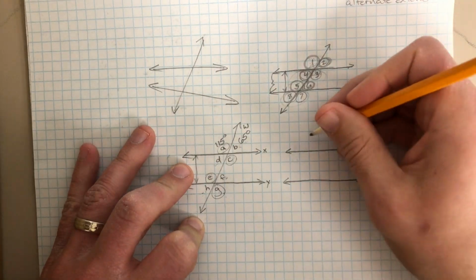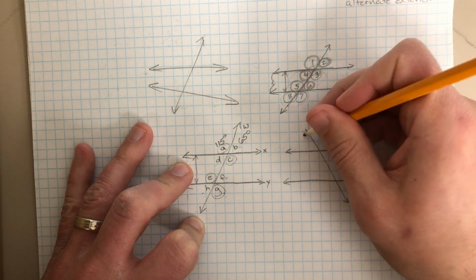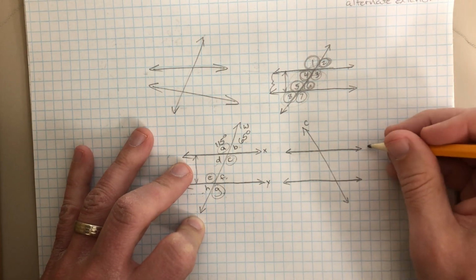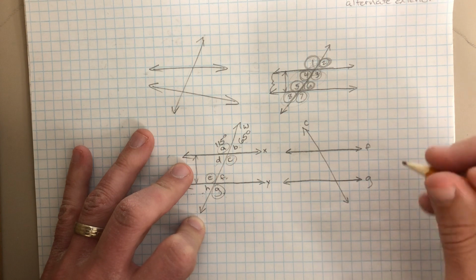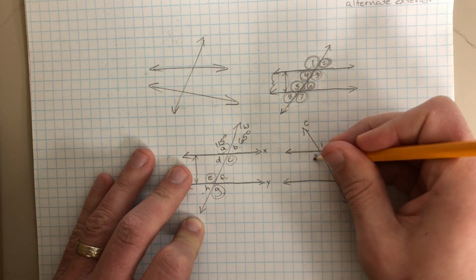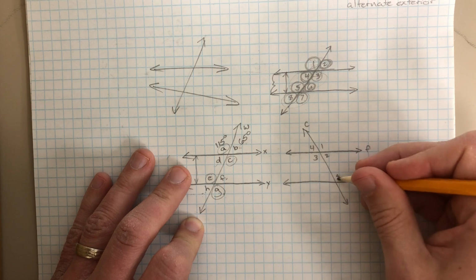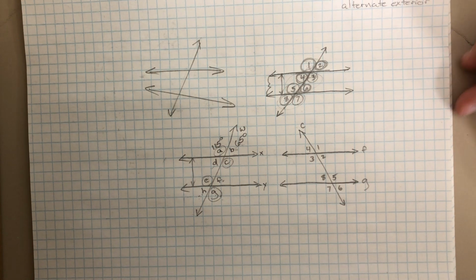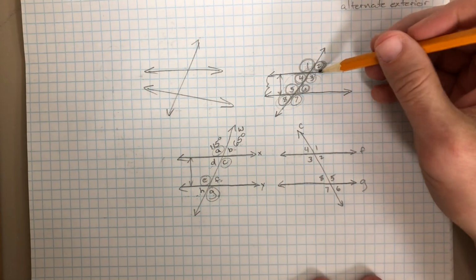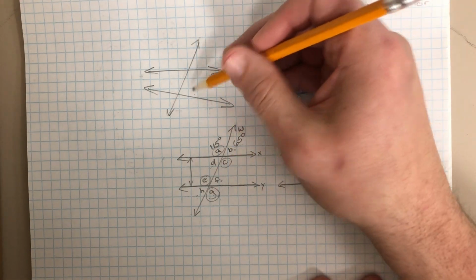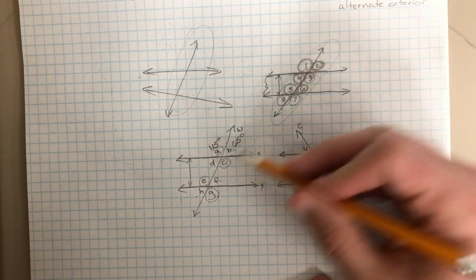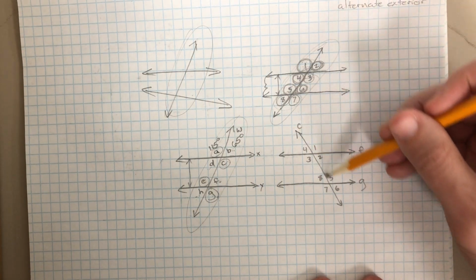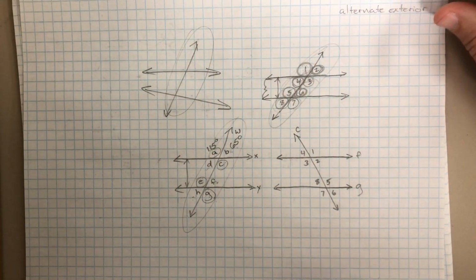Draw our parallel lines, and then we've got transversal C coming through here. So we have F and G, and then 1, 2, 3, 4, 5, 6, 7, and 8. Letter A says, which line in the figure at right is a transversal? Remember, a transversal has to cross two lines. So in this case, this is the transversal. So line C is the transversal.